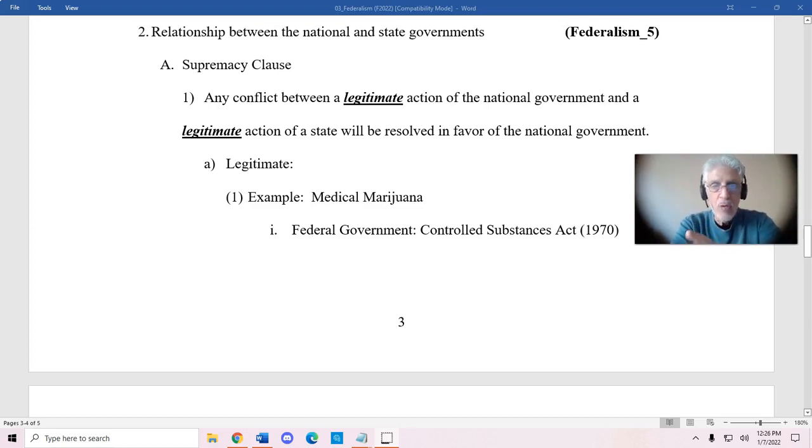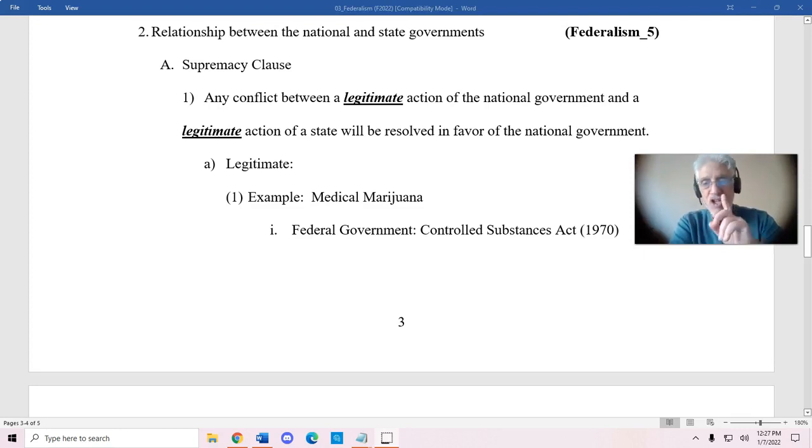Now, before I do, if you're reading the screen right now, there's a word that should stand out in this definition. What word would it be? It should be legitimate. Why? Because legitimate is underlined, it's bold, and it's italicized. Okay? Here's the definition of the supremacy clause.